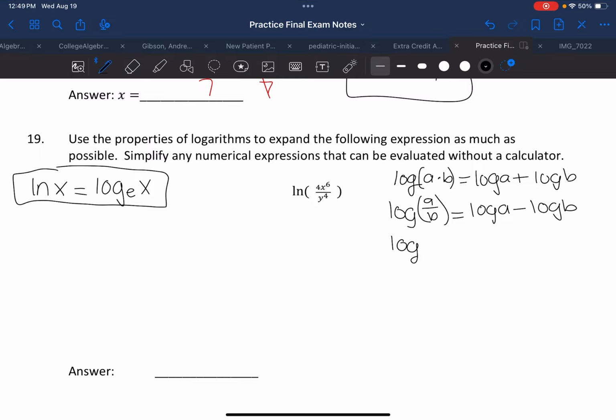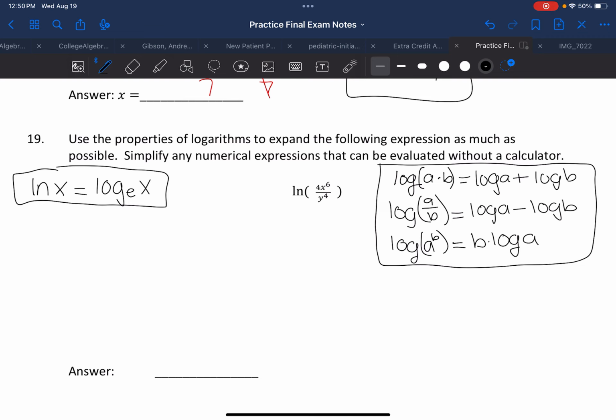And if I have log of a raised to the exponent of b inside of a log, this can be expanded by pulling that exponent of b out front, and it gets multiplied by what's left, which is log of a. So these are the 3 rules that you can also have on your flashcard here.